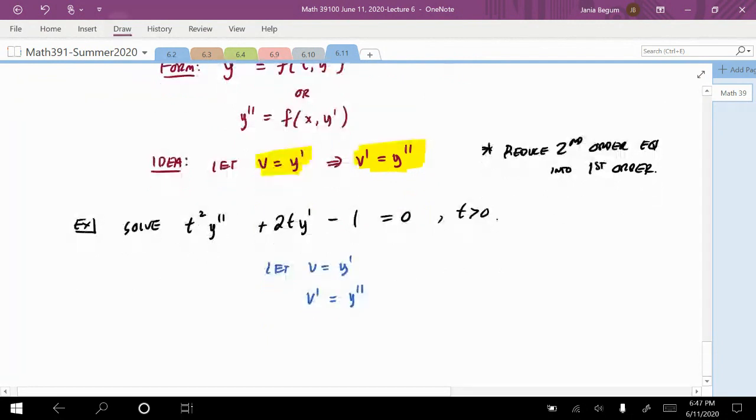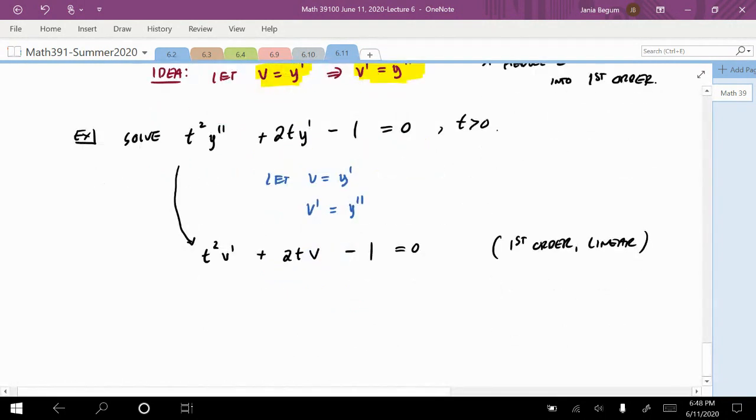And we're going to make the following substitution into our original equation. So we have t squared, y double prime will be replaced with v prime, plus 2t, y prime will be replaced with v, minus 1 equals 0. So now what kind of equation is this? Right, it's first order and it's linear. That means we're going to be using an integrating factor to find the solution. Okay, so that's the idea. We reduce second order to a first order.